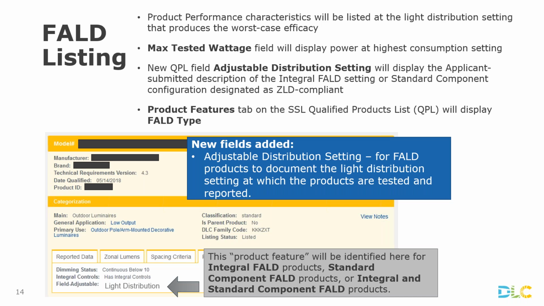And at the bottom is a mock-up of how the product features will appear on the QPL listing, as integral or standard component, or integral and standard component, under the field adjustable light distribution tab, or field within the product feature tab.